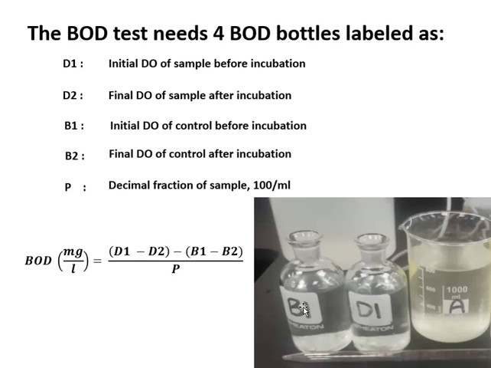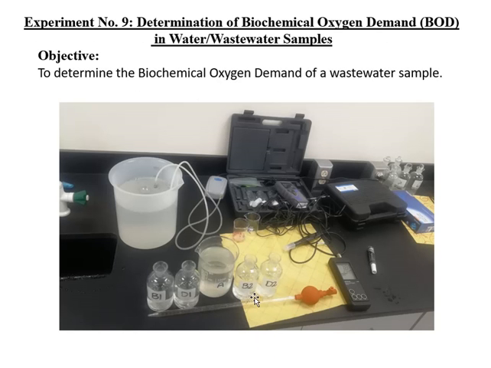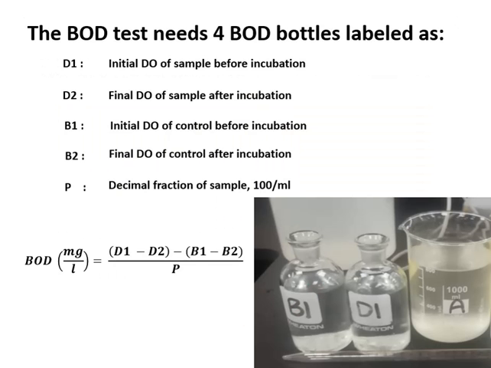In this experiment, we are going to determine the biochemical oxygen demand, the BOD, of the wastewater sample. So in the blank, the B, we will not put any wastewater, but in the sample bottles, D1 and D2, we will put some quantity of the wastewater, which we will represent as P in this formula. So we will have four bottles labeled B1, D1, and B2, D2, right? After that, we will determine how much dissolved oxygen is in D1 and D2, then B1 and B2, and we will calculate the BOD by using this formula.